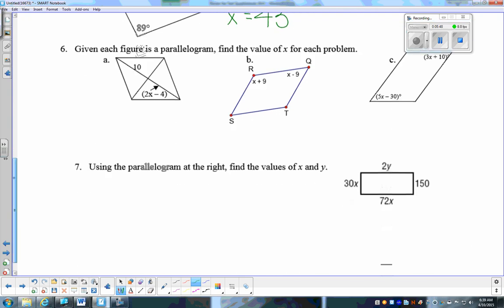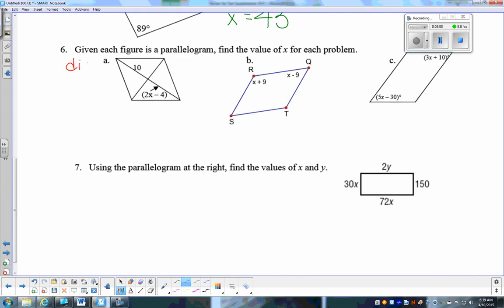Number 6, we're jumping into parallelogram solving problems with parallelograms. So I want to use my properties. In A, the property I want to use is that my diagonals bisect each other.